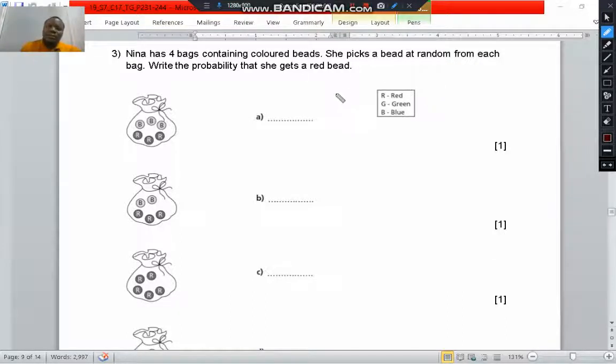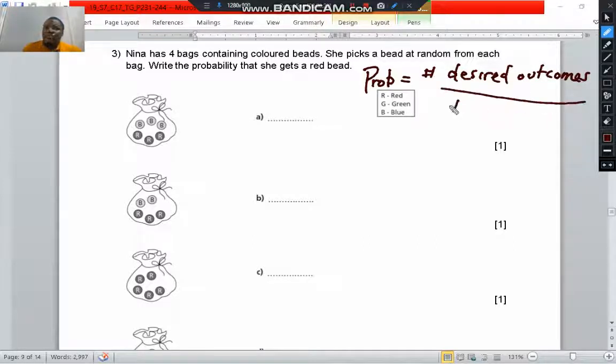So what I'm going to do here is give you the formula for probability right away. Probability is equal to the number of desired outcomes over the total number of outcomes. So, total number of outcomes. Forgive me, guys, for that. Okay, let's go straight and look at this question here.